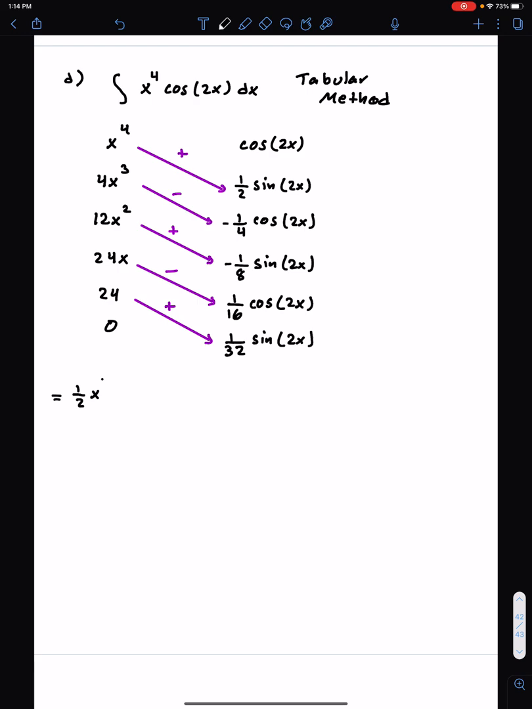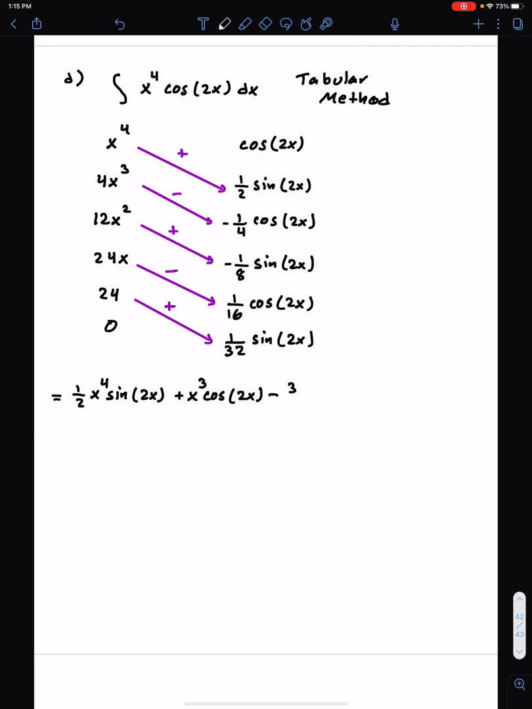1/2 x to the 4th sine 2x, and then this term times this term, minus a negative will turn into positive. So plus x cubed cosine 2x.